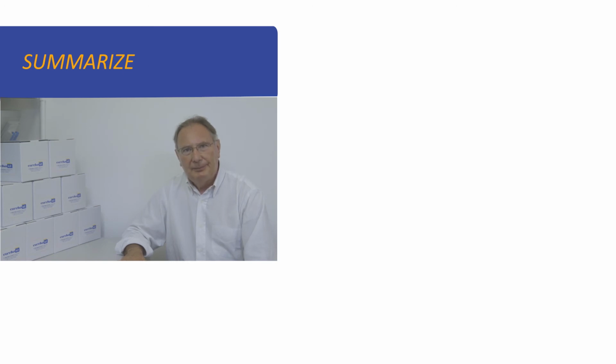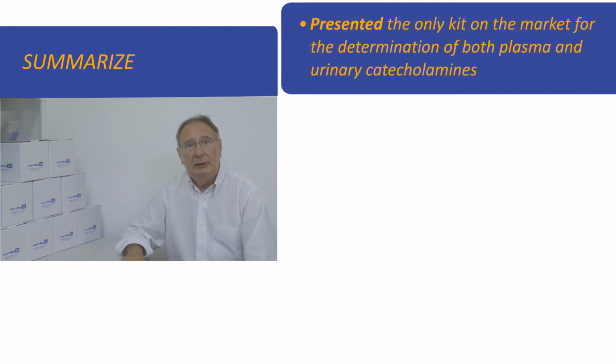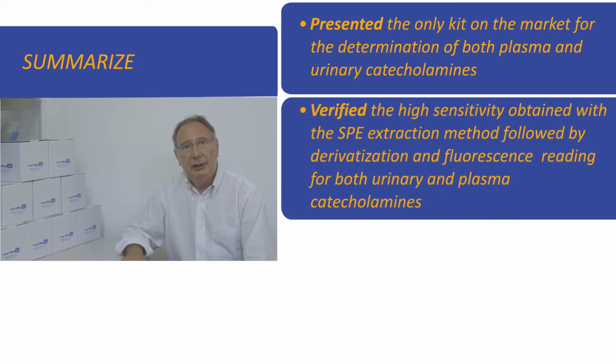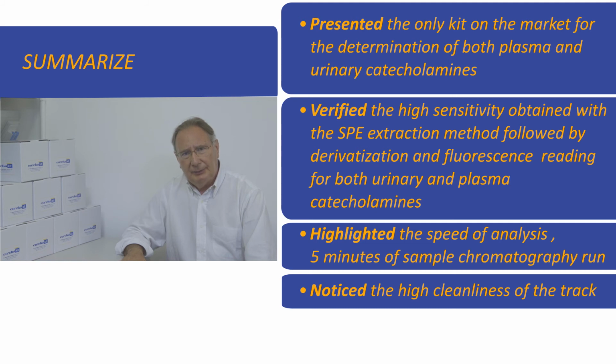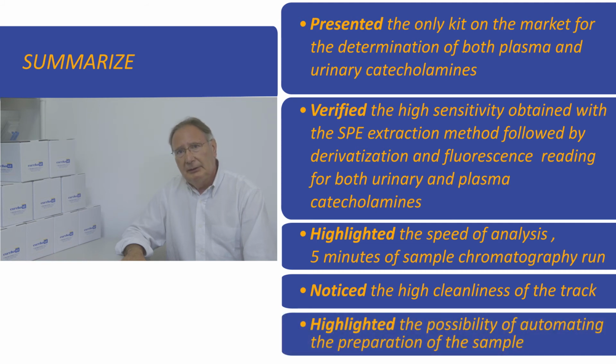Let's briefly summarize. In this video we have presented the only kit on the market for the determination of both plasma and urinary catecholamines, verified the high sensitivity obtained with the SPE extraction method, followed by derivatization and fluorescence reading for both urinary and plasma catecholamines, highlighted the speed of analysis, 5 minutes of sample chromatography run, noticed the high cleanliness of the track, and highlighted the possibility of automating the preparation of the sample.